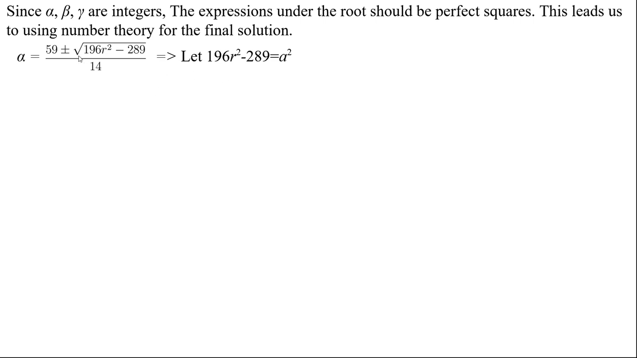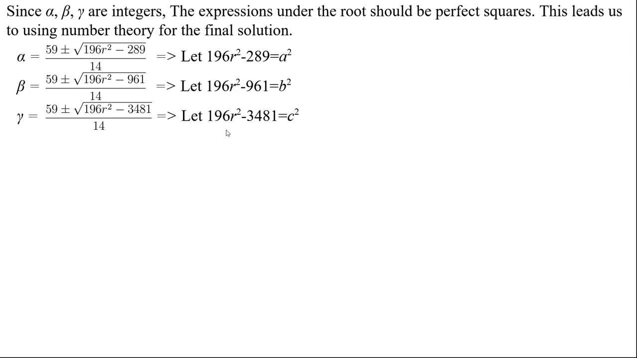So we're going to call 196 r squared minus 289 as a squared, 196 r squared minus 961 as b squared, and 196 r squared minus 3481 as c squared. And now we're going to call 196 r squared as k, since we're too lazy to call it 196 r squared. So k is equal to a squared plus 289, which is equal to b squared plus 961, which is equal to c squared plus 3481.